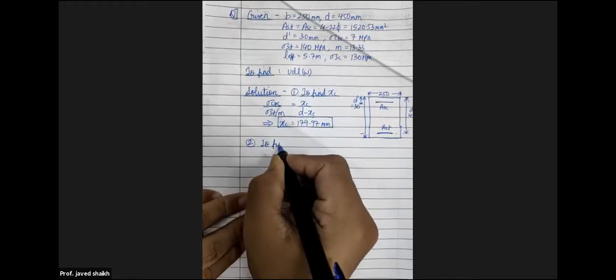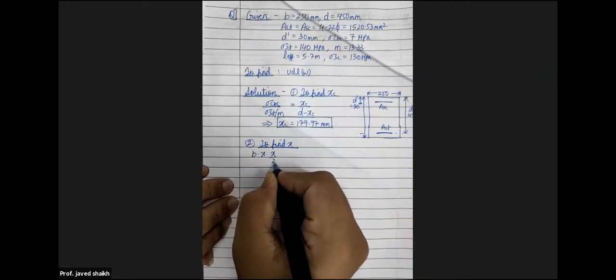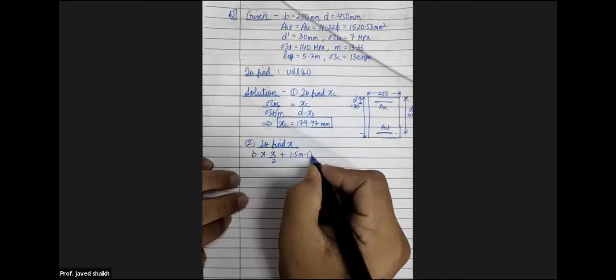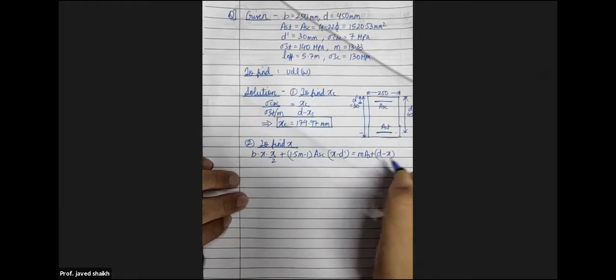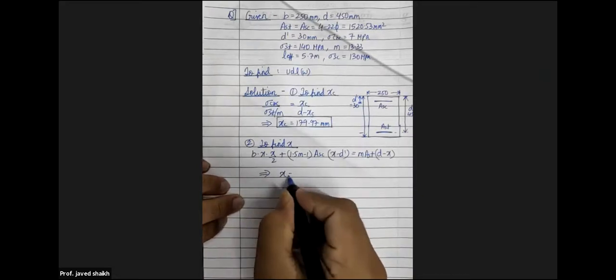Okay, fine. So now the second step is to find out the actual neutral axis. Give me the value of X. You already know the equation. So B into X squared by 2 plus 1.5 M minus 1 into ASC into X minus D dash is equal to M into AST into D minus X. Correct? So now give me the value of X, everyone.